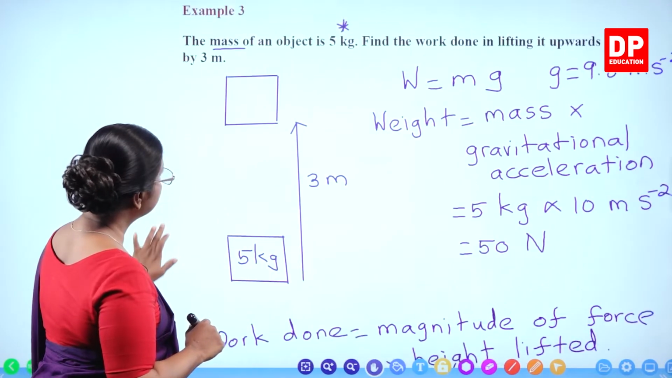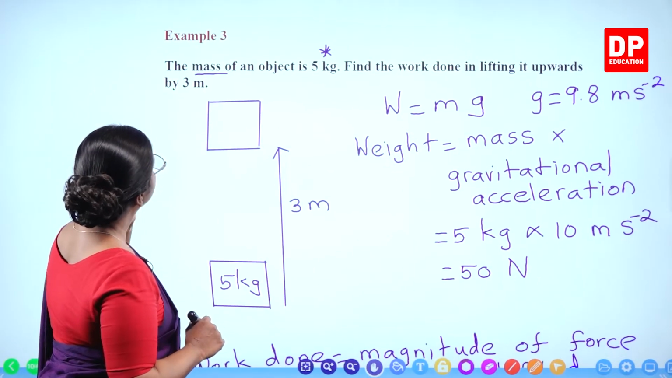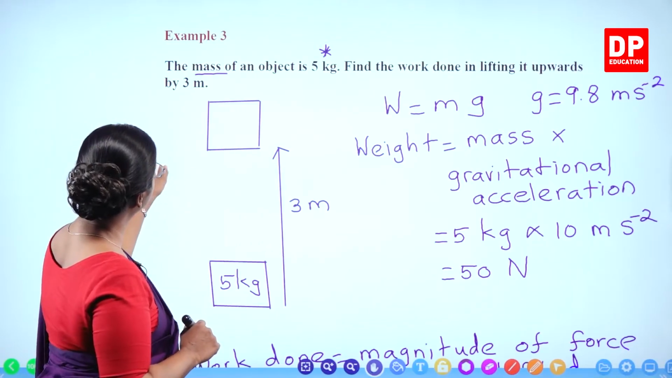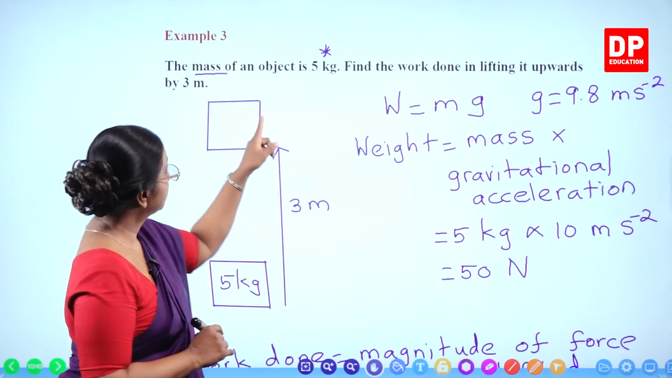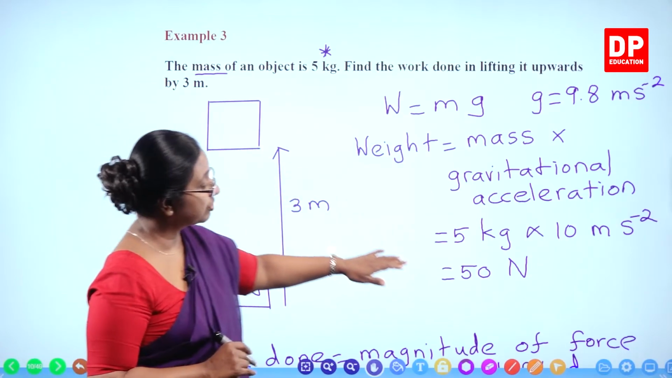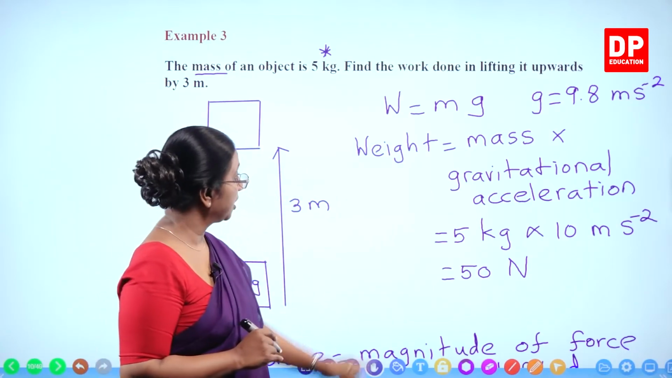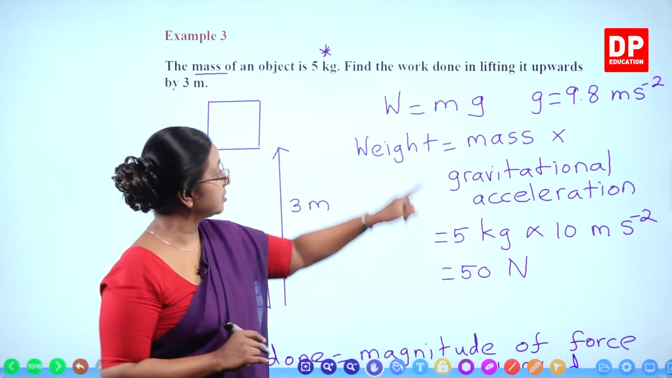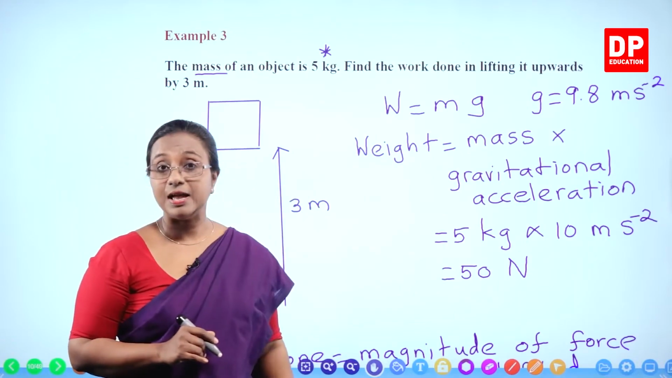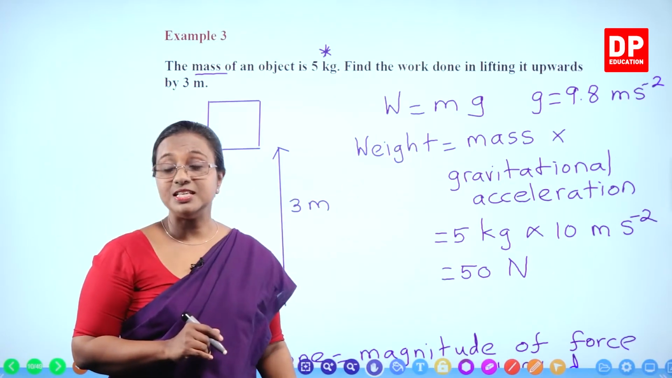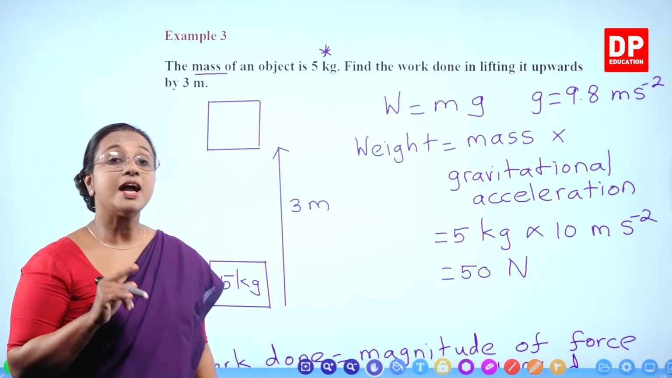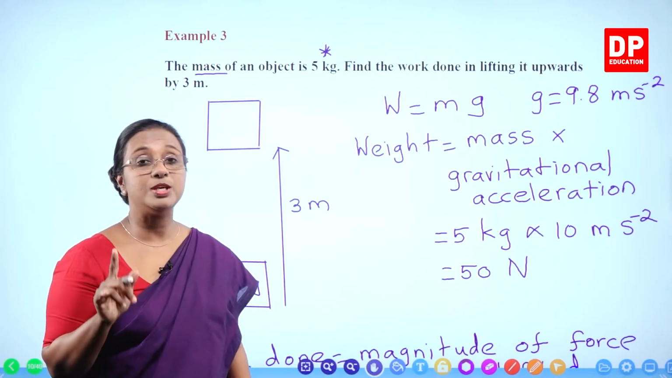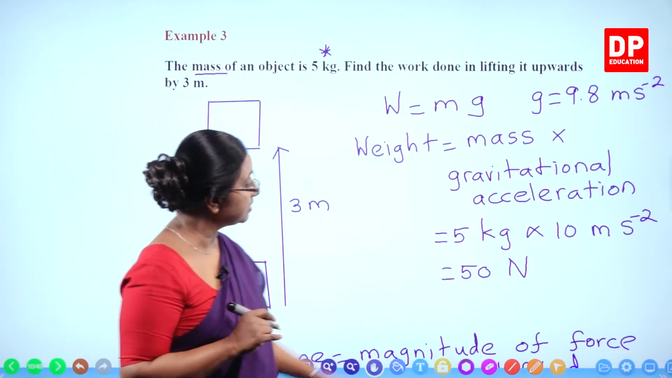So if we look at it again, the mass of an object is 5 kg. Find the work done in lifting it upwards by 3 meters. So since the mass is given, we need to calculate the weight of the object. So you know the equation, weight equals mass into gravitational acceleration, that is W equals mg. And g is gravity, gravitational acceleration, 9.8 meters per second squared. But for calculations, we use the value 10 meters per second squared.